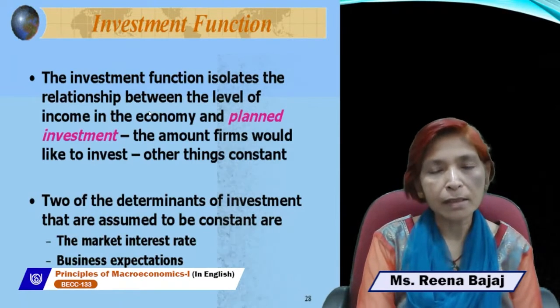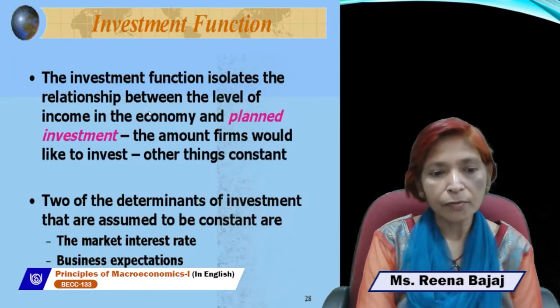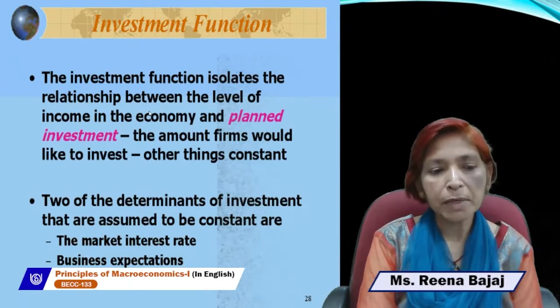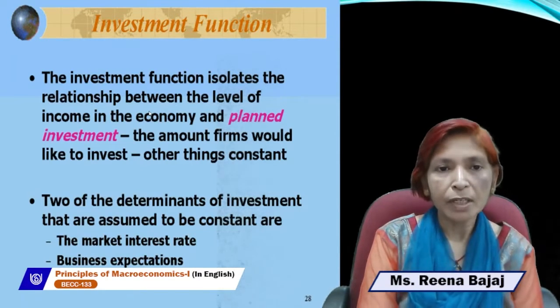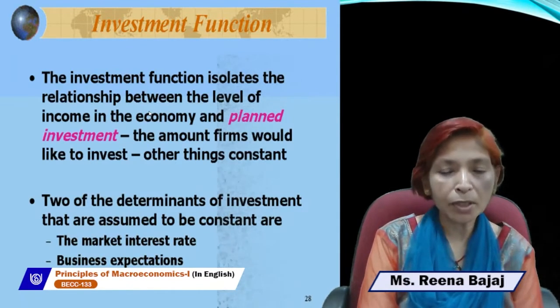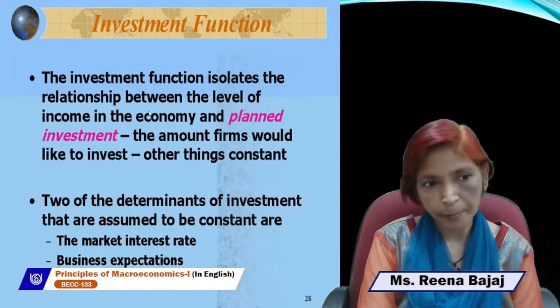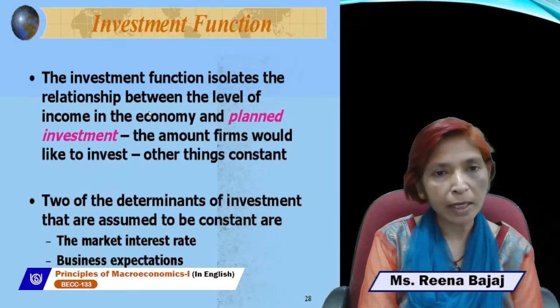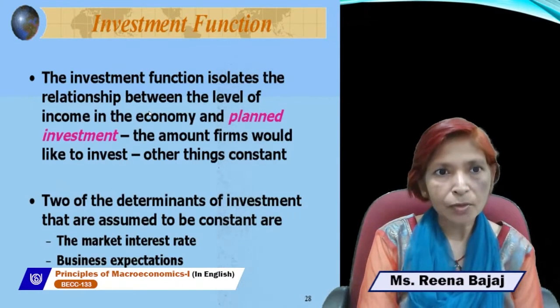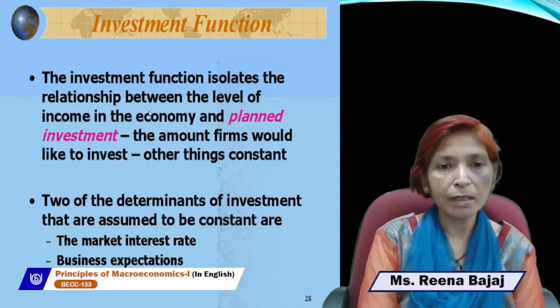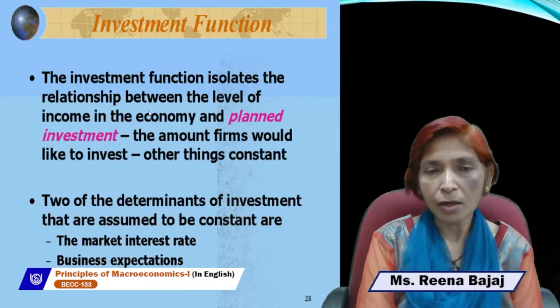Here two determinants, or factors, of investment are, first, the market interest rate and, second, business expectations. These are the determinants of investment which we assume remain constant. So if investment depends only upon the level of income, then these factors should remain constant. So this is the investment function, which isolates the relationship between the level of income in the economy and the planned investment.